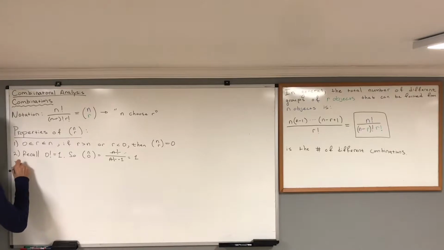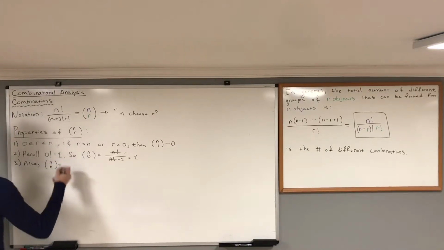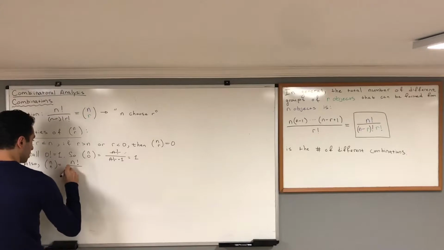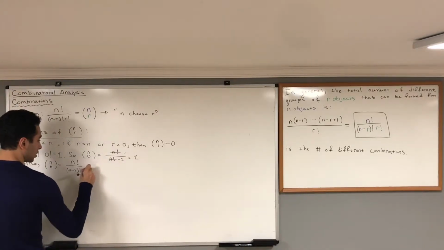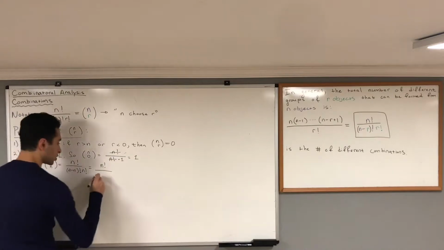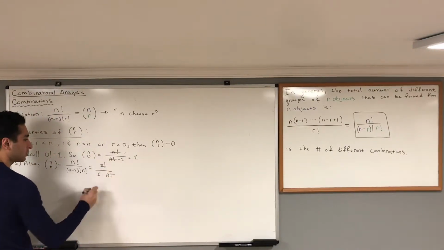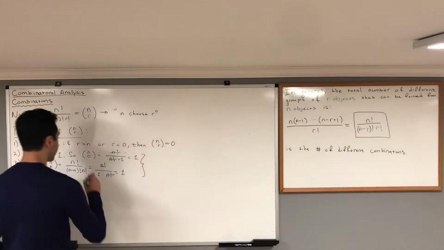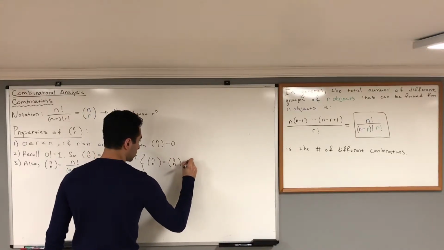Also, n choose n is n factorial over n minus n factorial, times r factorial, but r is n, so n factorial. So you still have n factorial on the top. N minus n is 0. 0 factorial is just 1, so you have a 1 here, times n factorial. You get the same thing, right? You can cancel out the n factorials. You get 1 over 1, which is just 1. So these two properties just say that n choose 0 is equal to n choose n, which are both equal to 1.